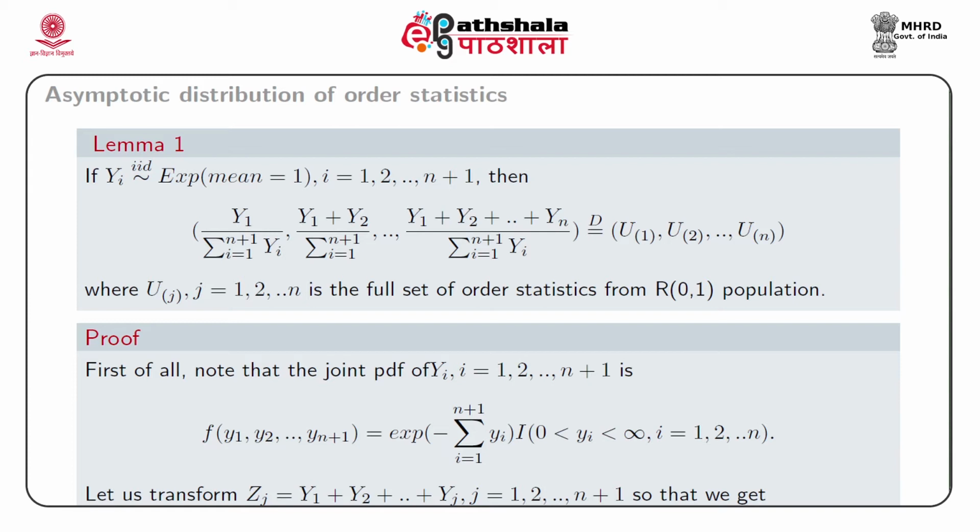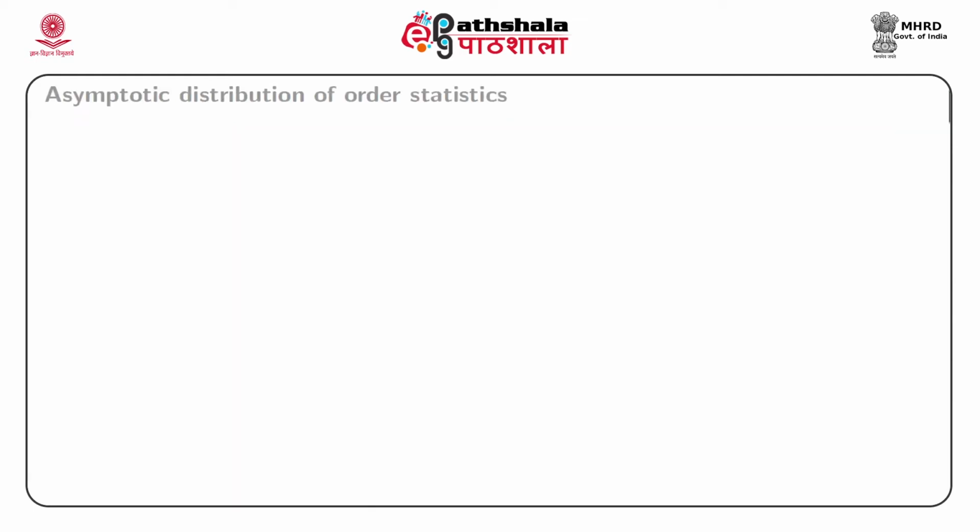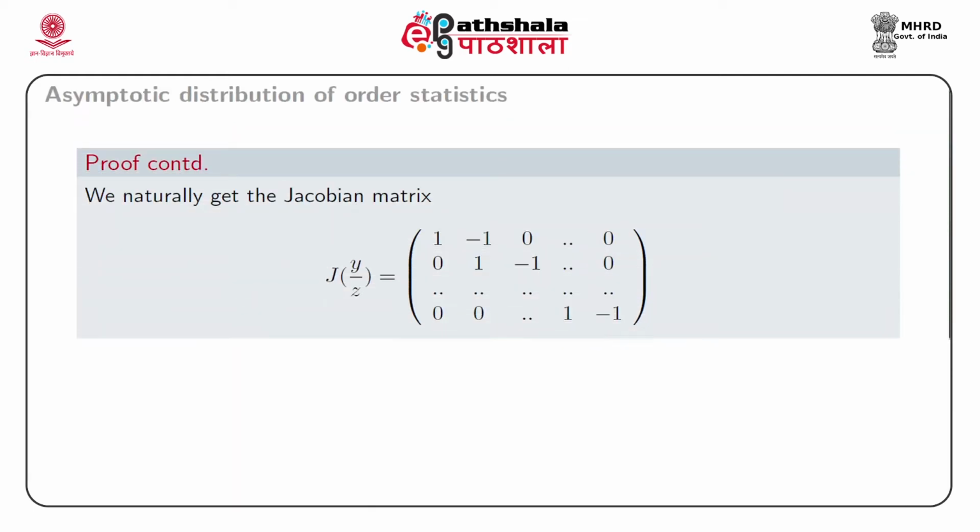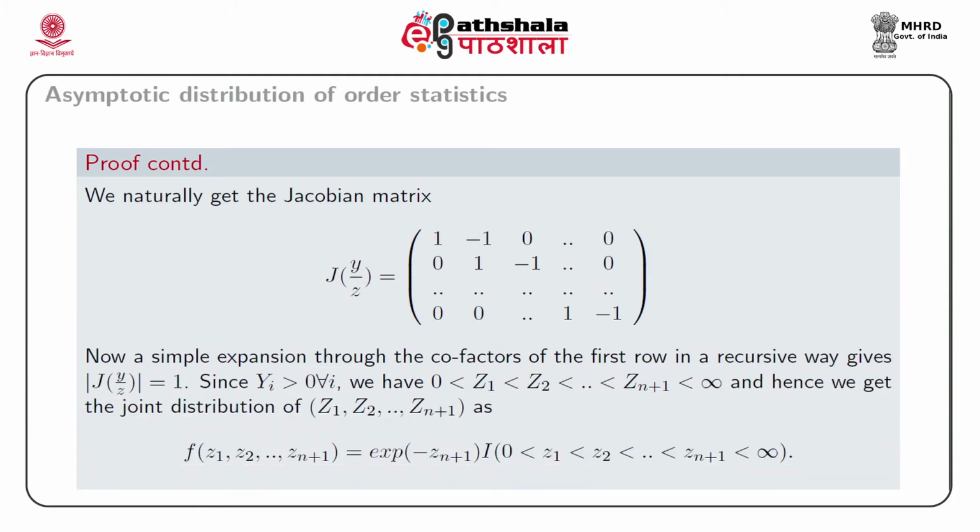We transform to Z_j, that is we define new variables Z_j as Y1 plus Y2 up to Y_j for j from 1 to n plus 1, so that we get the Jacobian matrix J from Z to Y as a matrix with elements in the first row as 1 and minus 1 and then all 0. In the second row we have the first element 0, then elements 1 and minus 1, and then the remaining are 0, and in this way we get the last row elements as all 0 except for the last two, which are 1 and minus 1 respectively.